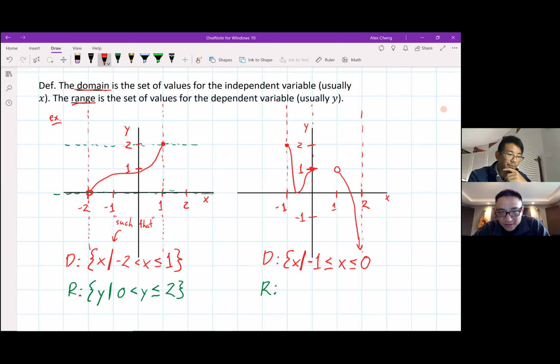The problem is there's a second chunk, right? So I think you could use a comma there. That's how I would do it, at least. Right, comma. And there's another piece, and that's going to be from 1, not including 1, to 2.